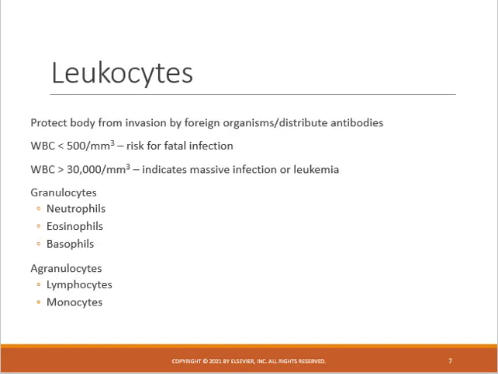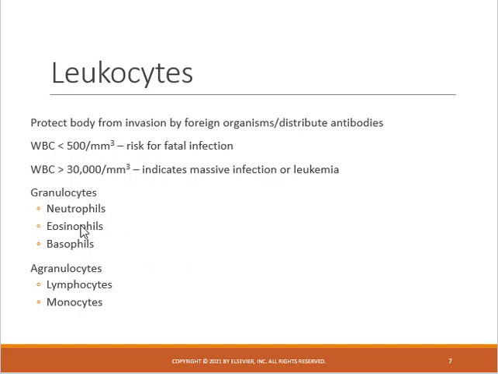The next cells we're going to talk about are leukocytes, and these protect the body from foreign organisms or infection. They also help distribute antibodies. They are also known as the white cells, and they are made up of 5 different cells, which we will talk about. If your white cells are low, and this reference is talking about less than 500, your risk for infection is increased.